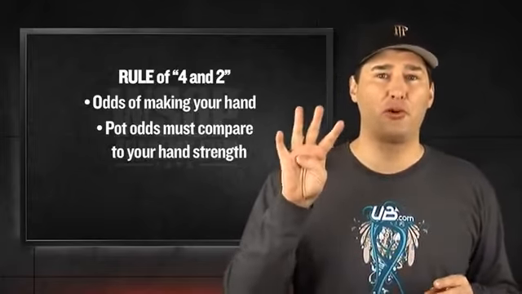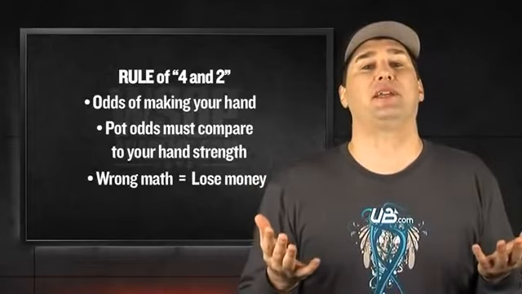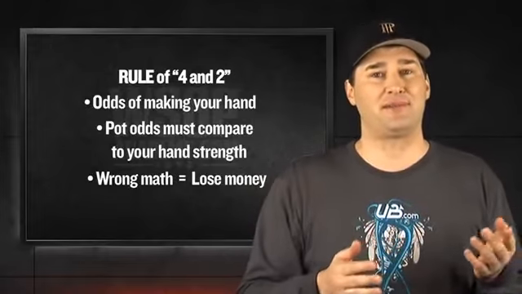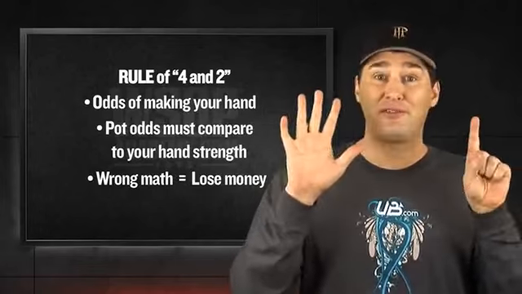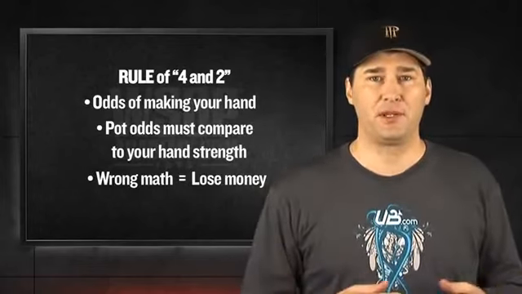If you're getting 4-to-1 pot odds to make a call, but you don't realize you're only going to make your hand 1 in every 6 tries, by the way, that converts to 5-to-1, then you're putting yourself in a position where you're going to lose money. So, how does the rule of 4 and 2 work?